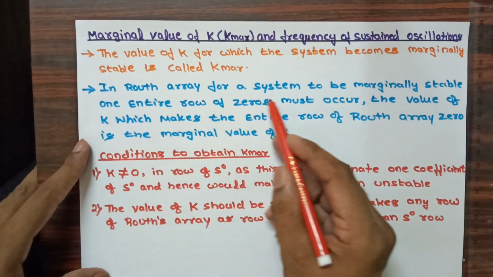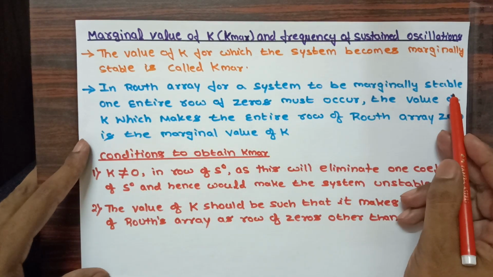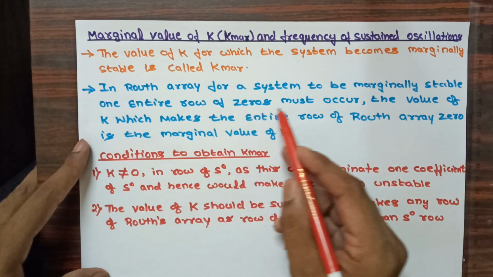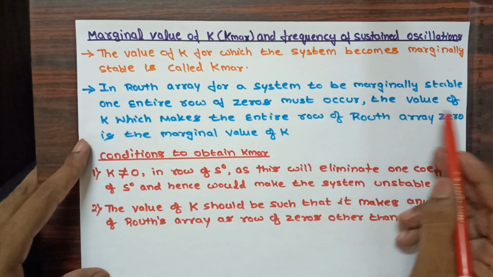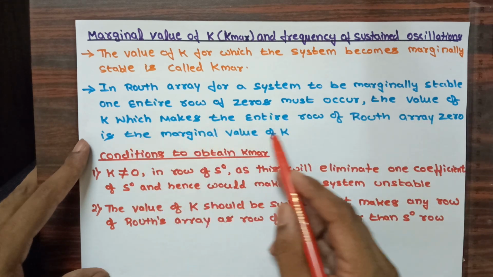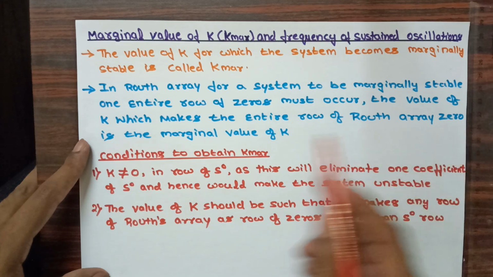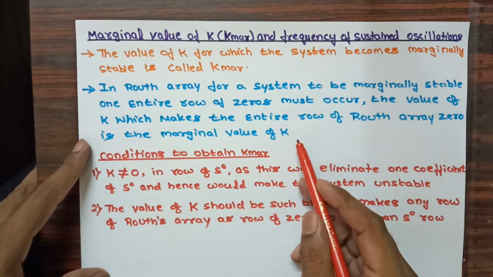In Routh array, for a system to be marginally stable, one entire row of zeros must occur. The value of K, which makes the entire row of Routh array 0, is the marginal value of K.